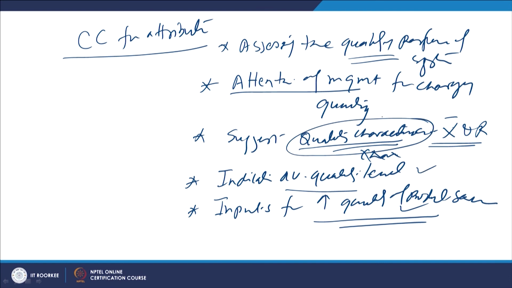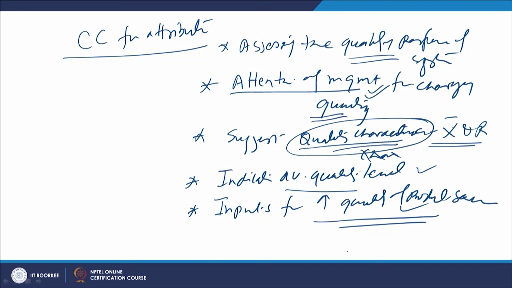So, it helps in improving the quality of the product and services, indicating the average quality level, suggesting the kind of quality characteristics for which X bar and R charts can be developed, drawing the attention of the management to changes in the quality level which are taking place, and assessing the quality performance of the system in place.